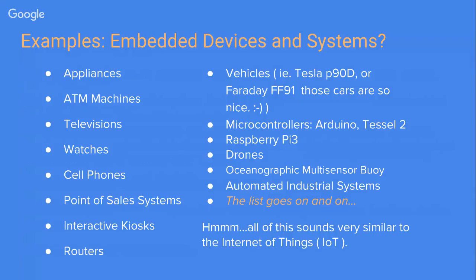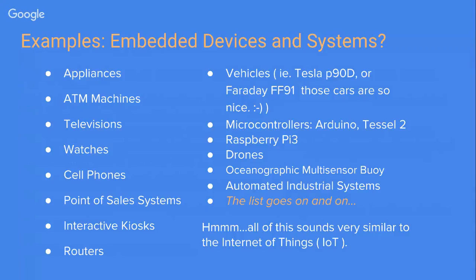So here are a few examples of what you can consider an embedded device or embedded system. There are appliances, televisions, watches, cell phones, point of sale systems that you see in the store, interactive kiosks. Even vehicles are embedded systems, like the Tesla and the Faraday F99. Those are pretty sweet cars. I like those cars. And once again, the microcontrollers that I just spoke about, the Raspberry Pi, drones, oceanographic multi-sensor buoys, and the list can go on. Almost everything nowadays is an embedded device or system.